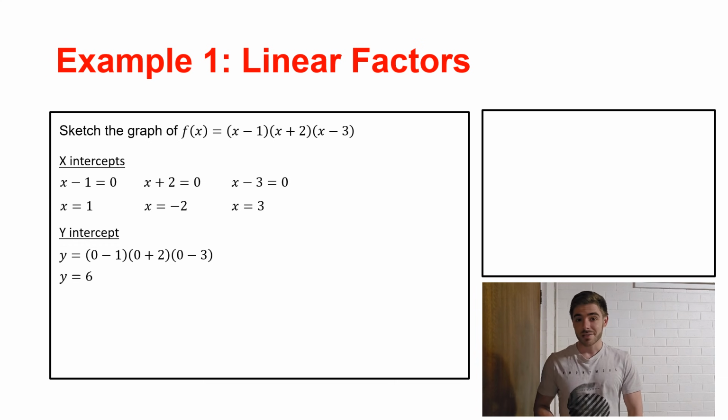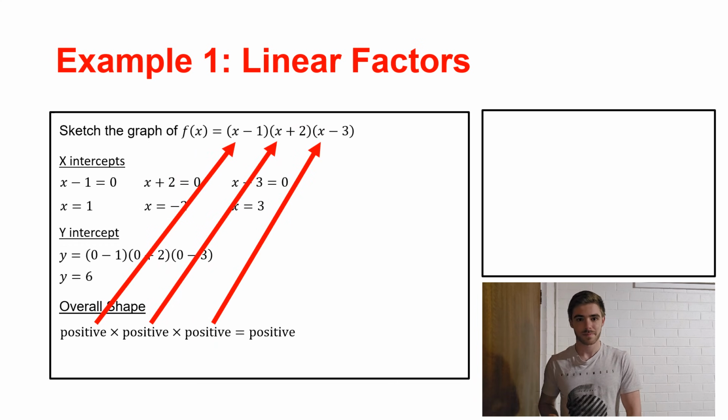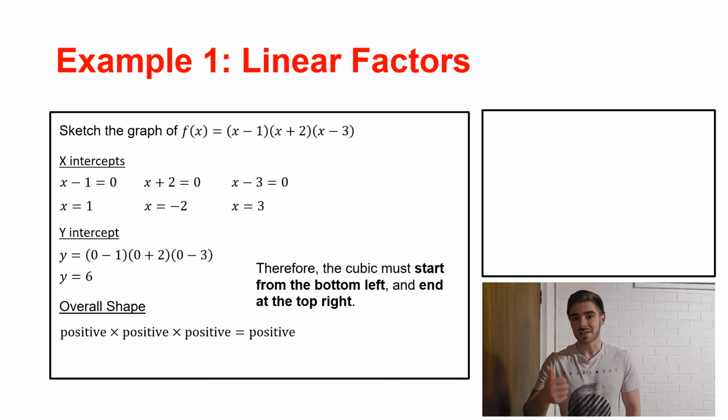Now it comes to figuring out the overall shape of the cubic, and we do that by looking at the signs of each of the individual x terms. In this case, we have 3 positive x's. Thus, we have a positive cubic. And positive cubics, as I mentioned earlier, start at the bottom left and end at the top right.